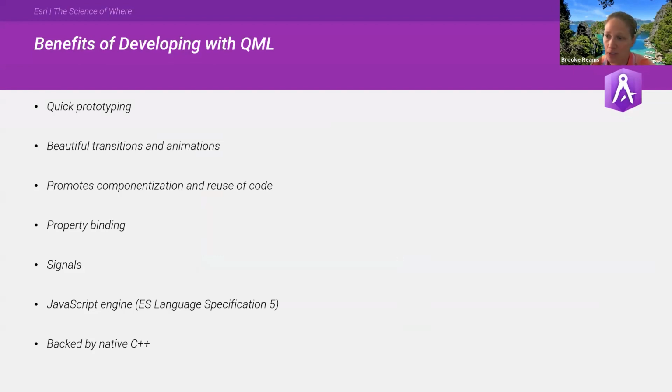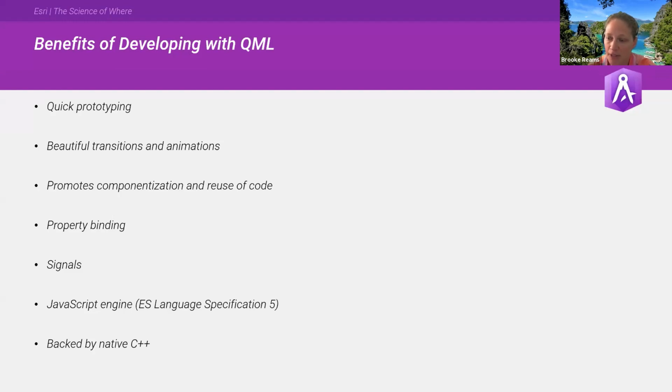It also supports beautiful transitions and animations. You have the ability to create components, so basically reusable pieces of code. So you might develop a certain piece of functionality in one app, and you can easily componentize that and reuse it in a different app. Again, there's this concept of property binding, so setting the value of one property in one object equal to the value of some other property in a different object.